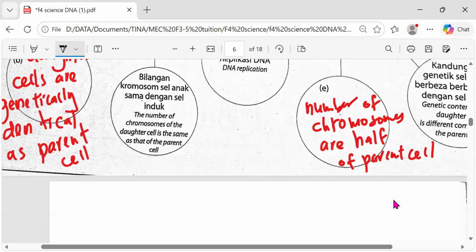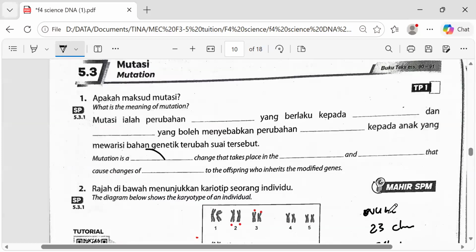Okay. Alright. Mutation is a sudden change that takes place in the DNA and chromosomes that causes changes of the characteristics of the genotype.